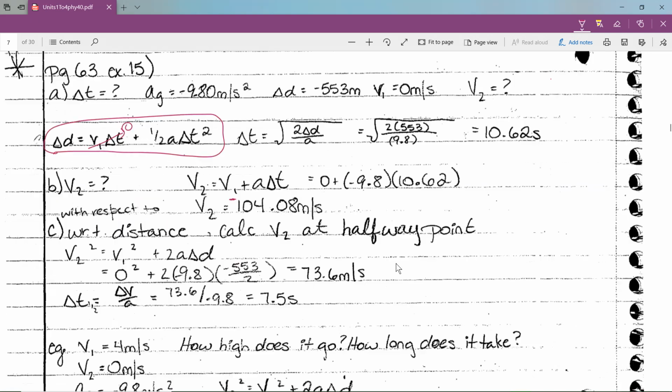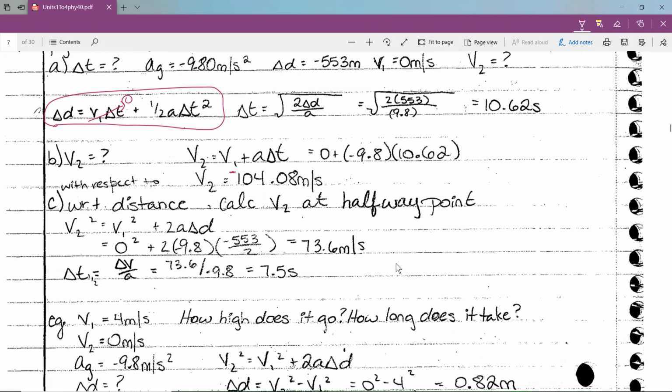Then remember there was a question where it said, what's the speed at the halfway point? I saw that in a book somewhere, and I said, that's not a good question, because are we talking about the halfway point with respect to distance covered or with respect to time? So if I ask you a question like that, I'll be more specific. So I could say with respect to, WRT, that is short for with respect to. So with respect to distance, calculate V2 at the halfway point. So we have here V2 squared is V1 squared plus 2 times negative 9.8, and it would just be 553 divided by 2.